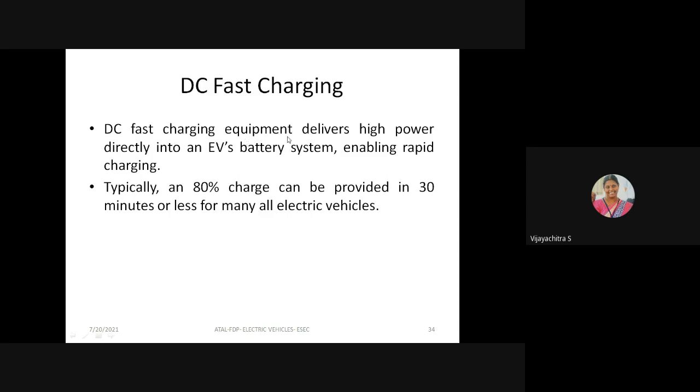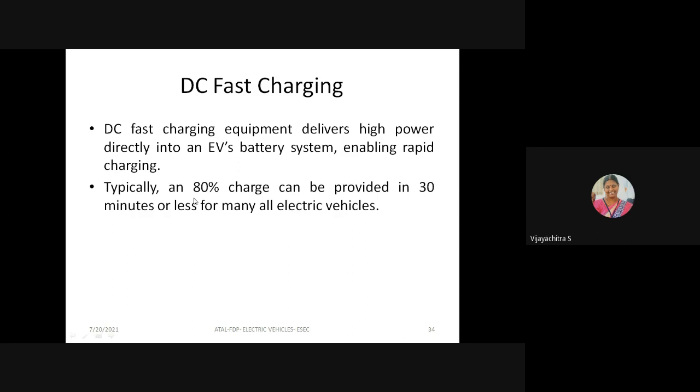So DC fast charging equipment delivers high power directly into the EV's battery system. It enables rapid charging. Suppose we want to do immediate, rapid charging, then it is better to prefer the third one. As I already mentioned during the biggest mall recharging snapshot, this is the superchargers, otherwise called DC fast charging equipment. It can deliver high power without any conversion of AC into DC with the help of a rectifier. It can directly do the conversion and charge the battery.